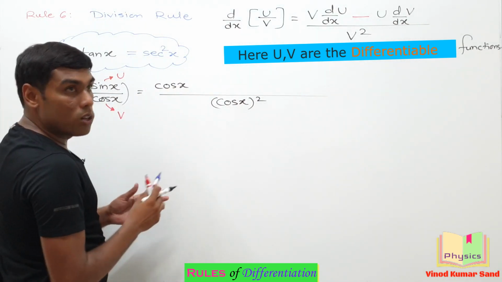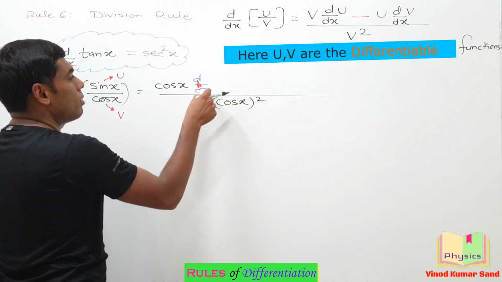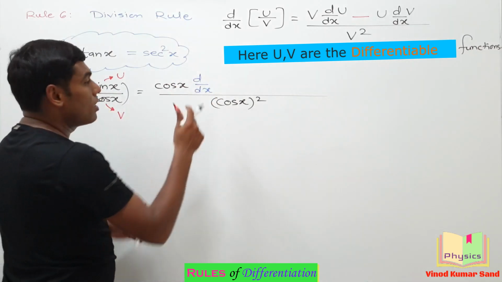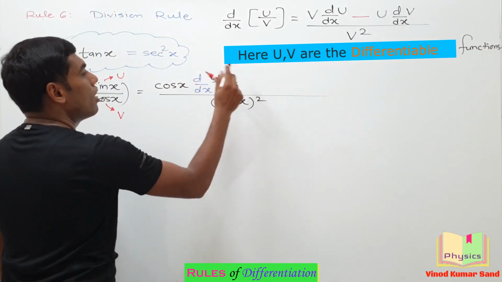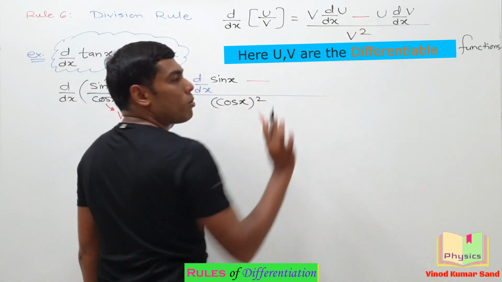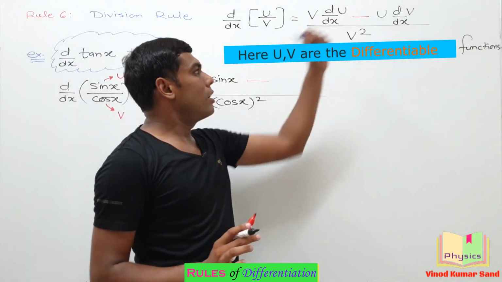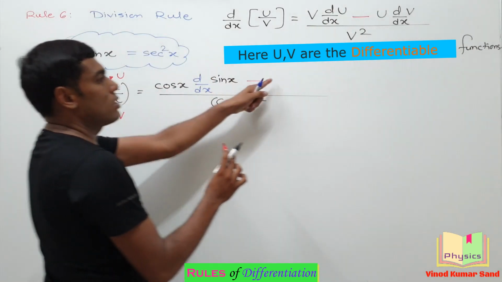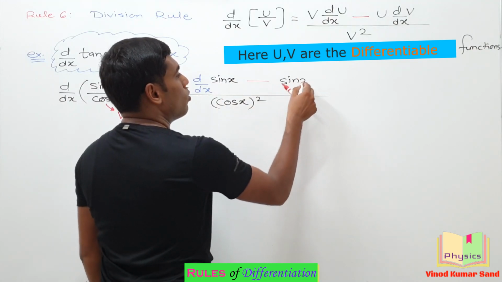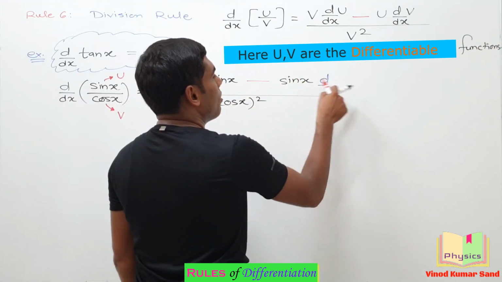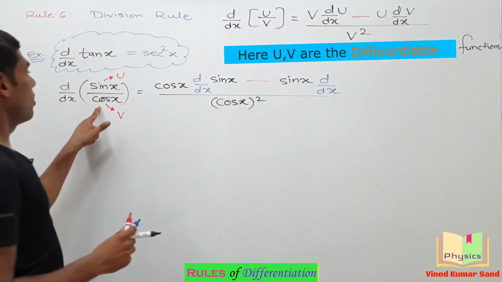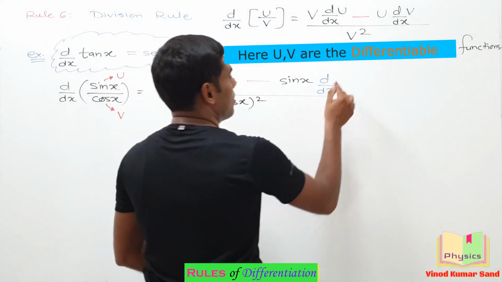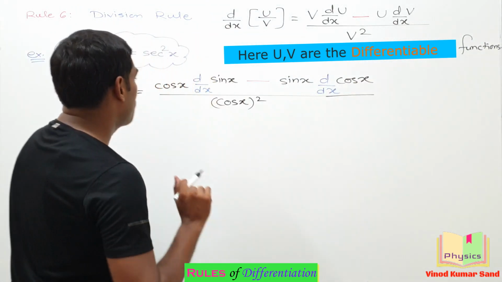And then you need to differentiate the u. D by dx of the u is sin x. Minus is from the formula itself. Then keep the u outside. U is sin x. So keeping the u outside. And then you have to differentiate the v. V is cos x. Okay.